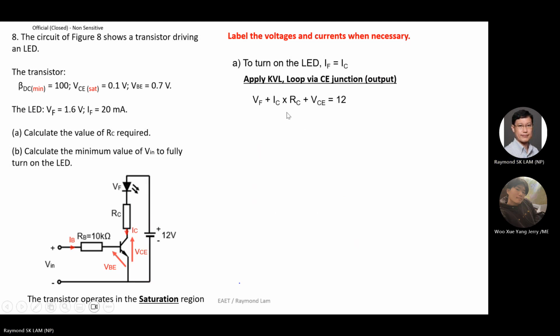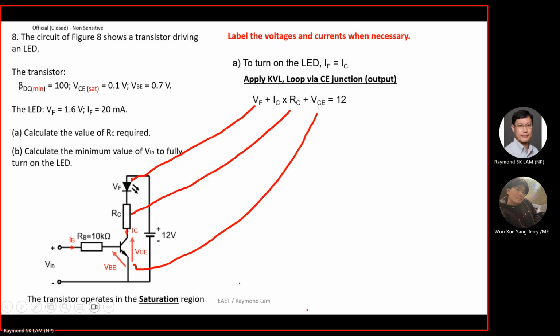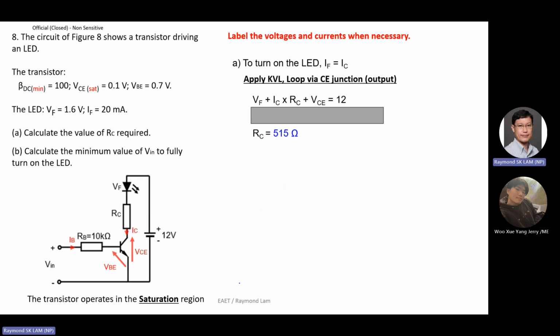So you have this one: 12 volt equal to the voltage drop across the diode, the voltage drop across the RC, and finally VCE. So this one you take out of the equation, you should get 515 ohm.